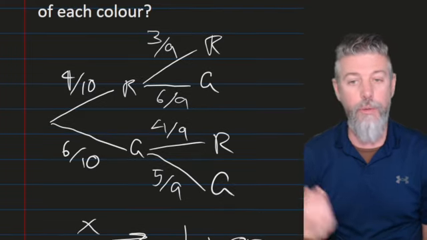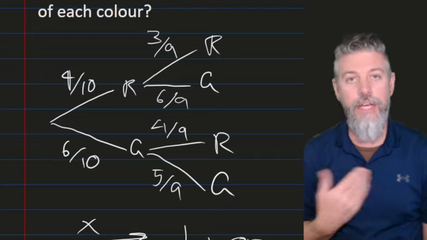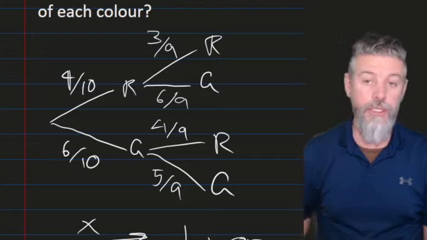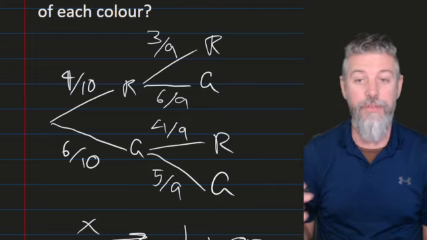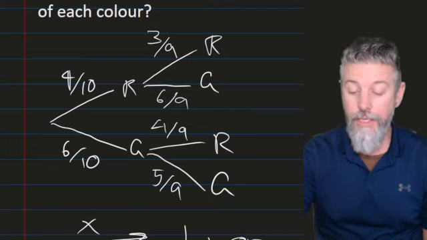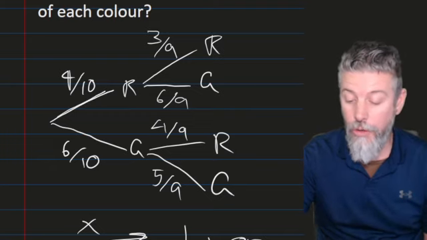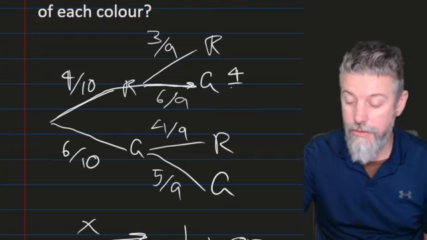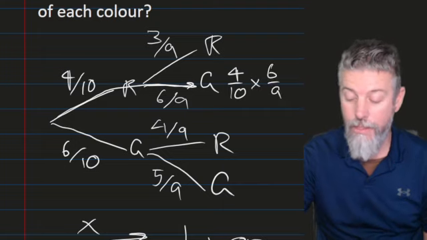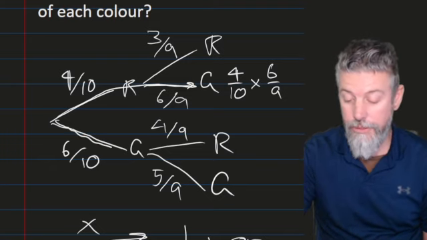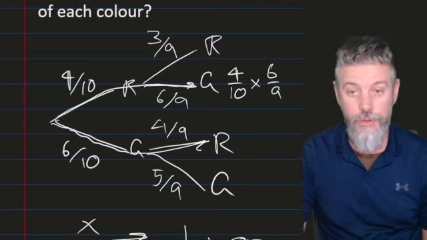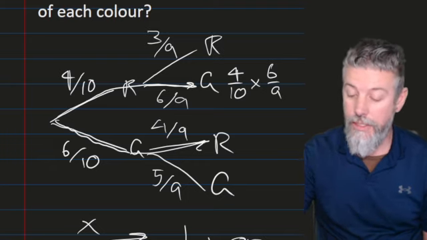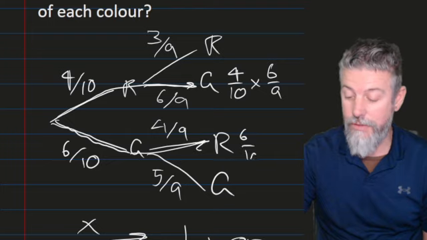Okay, now the ones that we are interested in today are the outcomes where they're different colors. So we're actually after the red-green outcome and the green-red outcome. So the red-green outcome, if we move along this branch, we're going to be multiplying 4/10 times 6/9. And then down in this branch, where we go green-red, that is also mixed colors. So we are now going to have 6/10 times 4/9.